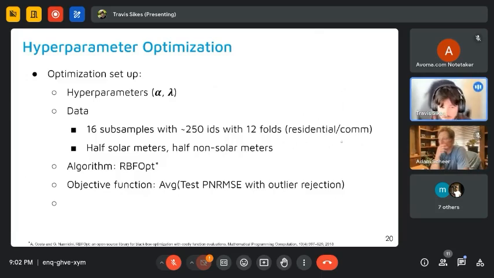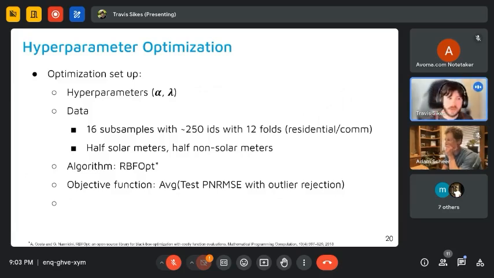Now, the next thing is that 8 of those subsamples are residential, and 8 of them are commercial. We obviously have much more residential data than commercial, but we need to balance residential and commercial so that the model is equally good on both. Again, half of each of those, so half of residential and half of commercial, is solar and half is non-solar. The purpose here is to make it so that if you are running the solar model, it does not matter if you are using residential, commercial, solar, or non-solar.